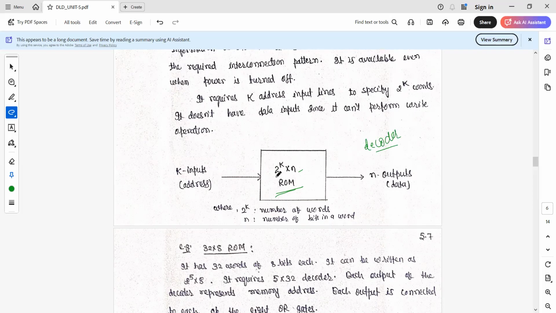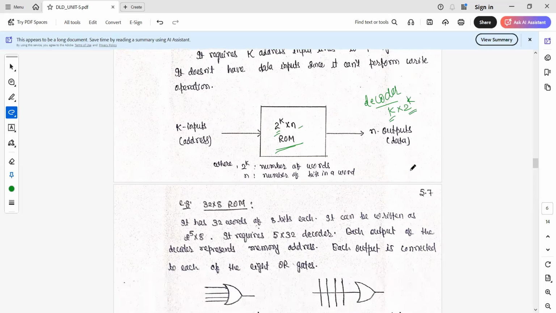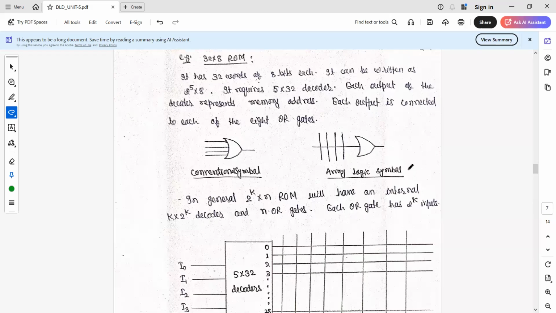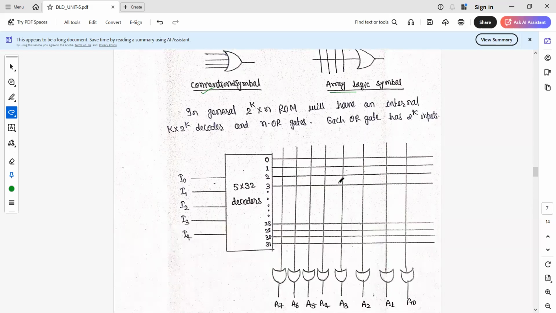When we have size 2 to the power k cross n, we'll see later that we have a decoder of size k cross 2 to the power k, where k is the number of inputs to the decoder and 2 to the power k is the number of outputs of the decoder. Slowly we'll have multiple logic gates, so for that purpose, in place of the conventional symbol, we are going to use the array logic symbol.